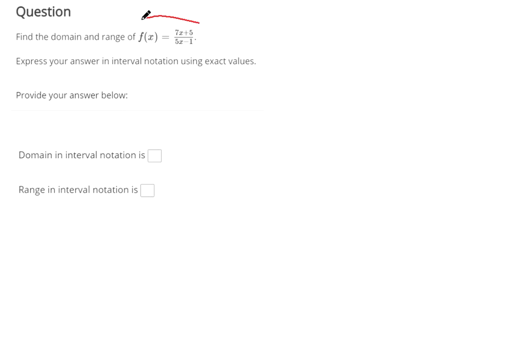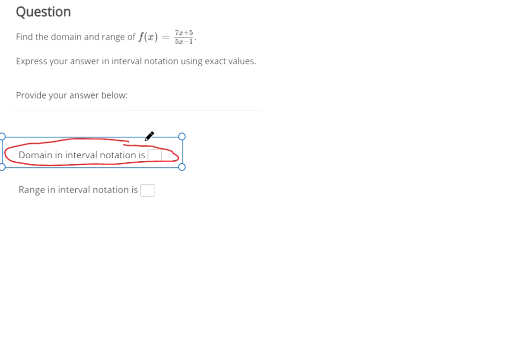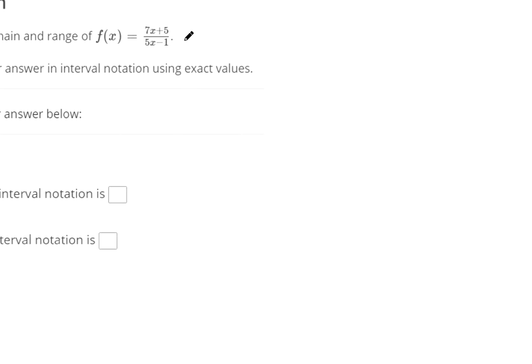We call this type of function a rational function. So if you're trying to find the domain and the range, let's just start with the domain. The domain is asking you what values can you put into the function. So in this case, what values can you put in for x? There's only one value that we should exclude, and it would be the value that makes the denominator equal 0.